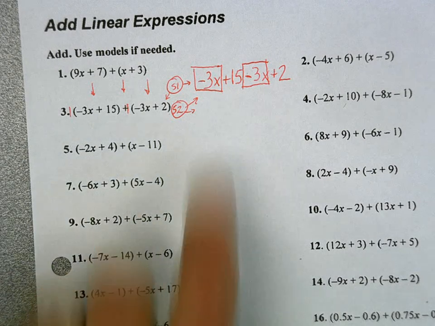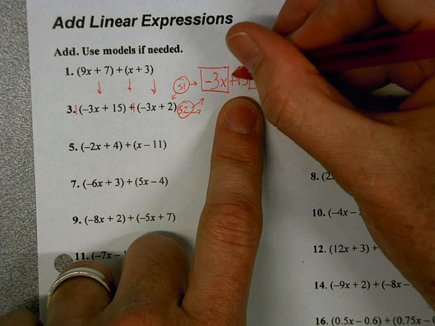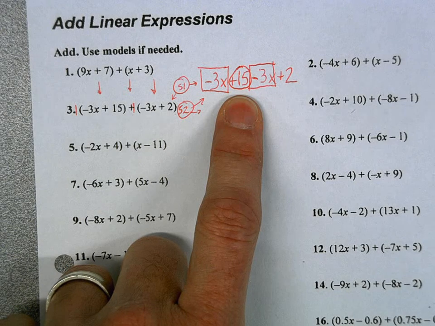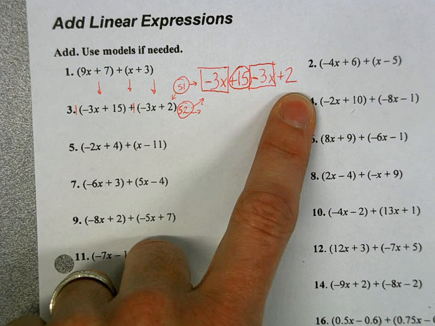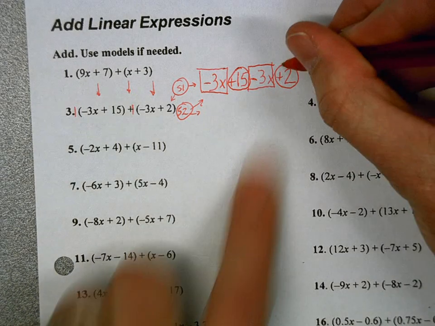No other x terms, so now I go to my next type of term, and this is just plus 15, which is a constant. I'm going to go ahead and circle it. And then my only other term that I haven't done anything to is also a constant, so it's a plus 2. I'm going to circle it.